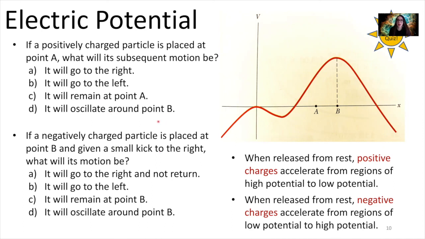Now we're going to place a negatively charged particle at point B, and we're going to give it a small kick to the right. What will its subsequent motion be? Right here, if we go to the right, the potential decreases. If we go to the left, the potential also decreases. In order to answer this, you will again refer to these rules down here that explain how a particle of a particular charge accelerates within an electric potential.